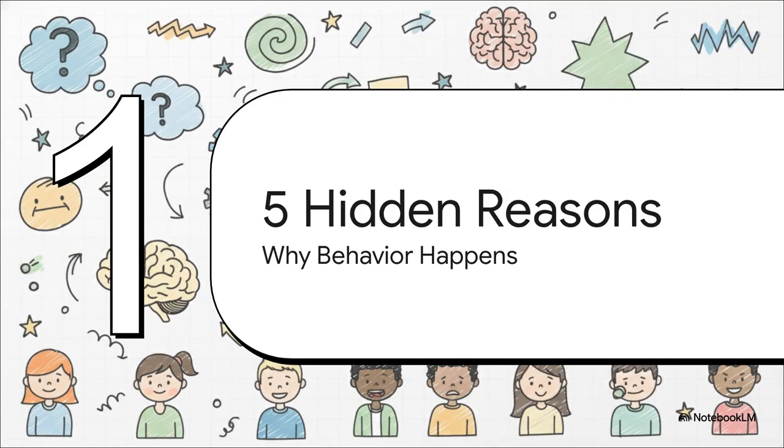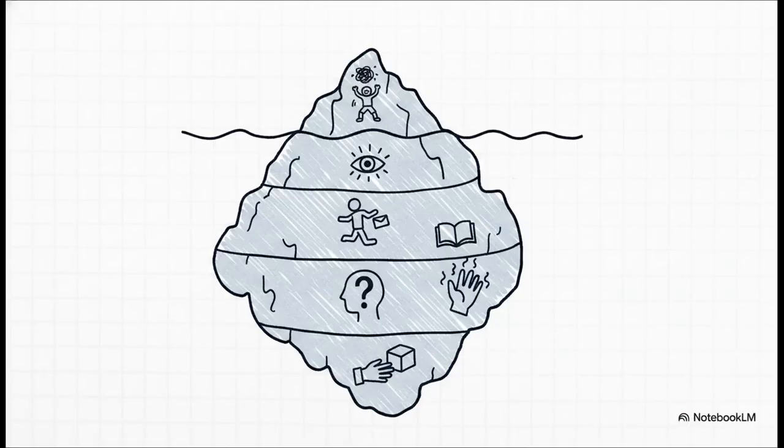So this ABC model, it's our magnifying glass. It helps us look right past the behavior and ask the biggest question of all, why? Because here's the thing, every single behavior is doing a job for that child. It's meeting some kind of need. And usually, those needs fall into one of 5 main buckets. So what are they? Well, sometimes it's for attention. Pretty straightforward. Look at me.